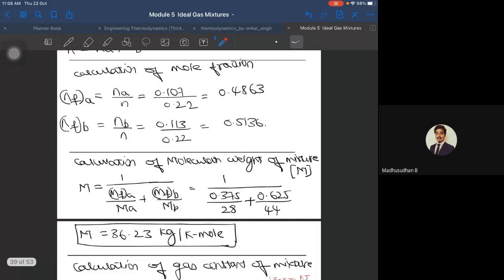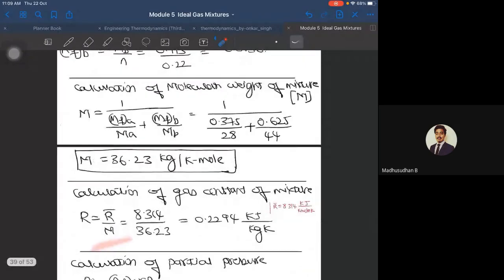Calculating the molecular weight of the mixture. So how will you do it? Capital M is equal to 1 divided by (MF of A divided by MA, plus MF of B divided by MB). You know all the values of MF, which is mass fractions, and molecular weights. You will easily get the molecular weight of the mixture, which is capital M. Again, the gas constant, same as in the previous problem: just divide R bar by capital M. R bar we know as 8.314, M you have just calculated. Substitute it, and you'll get the value of R.